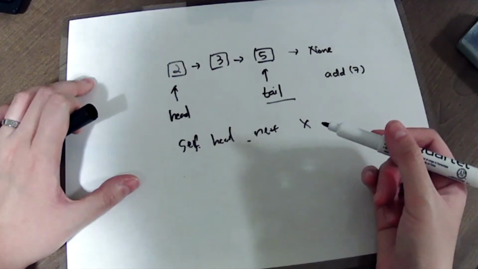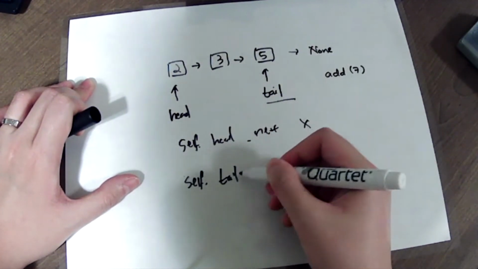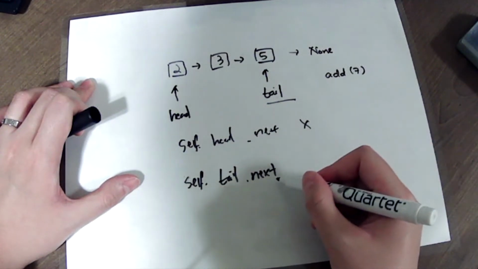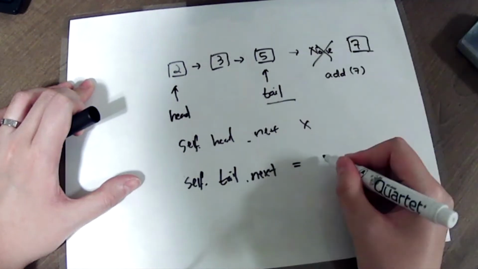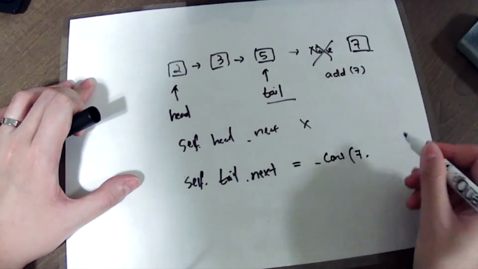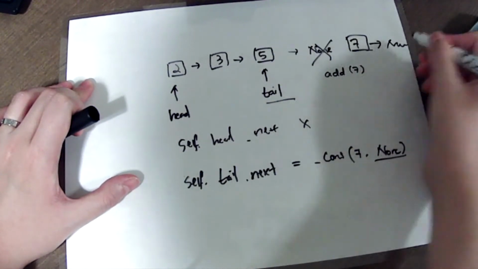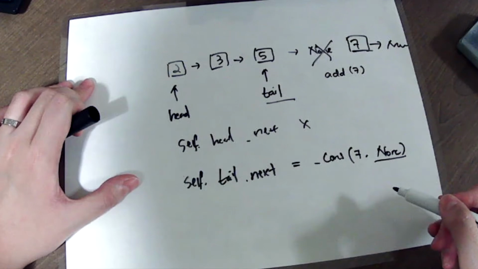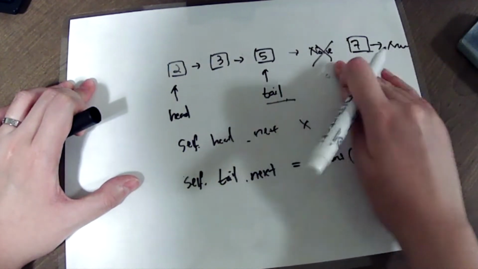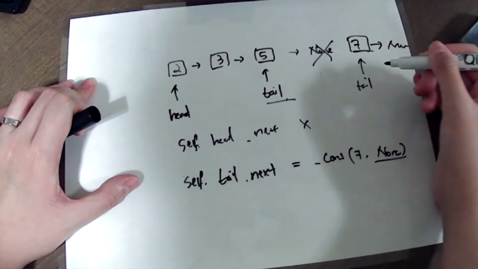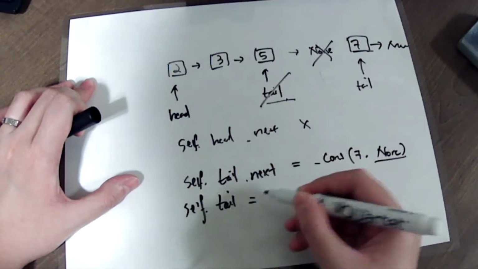So currently tail.next is None, right? So we do self.tail.next. We are going to update the self.tail.next. This is not None anymore, but this will be 7. So we have cons 7 and None, right? Why is this None? Because after 7, we're not pointing to anything anymore. And then after that, the tail is still pointing to 5. That is wrong. The tail should be 7. So what would happen is self.tail equals this one.